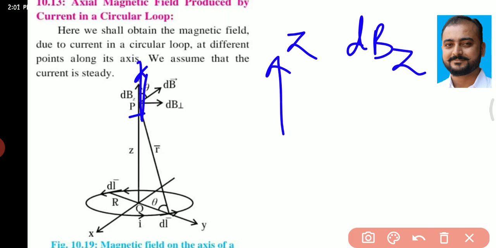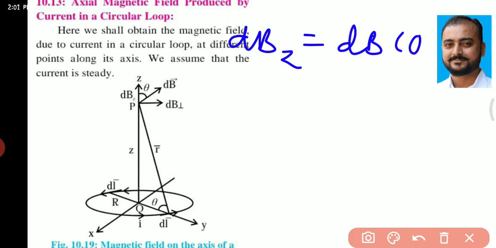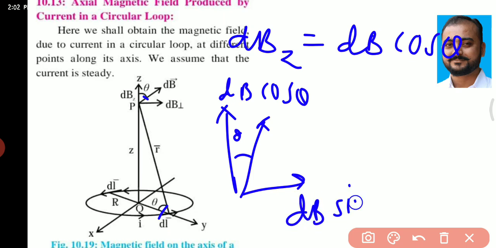Okay, only due to the parallel component along the z axis, we can write the total magnetic field produced, dBz, is equal to dB cos theta. Now the question is where this dB cos theta comes from. Everyone knows that as this angle is theta, according to the geometry, the component closer to the angle is always represented as a cos theta vector, and this is your dB sin theta.